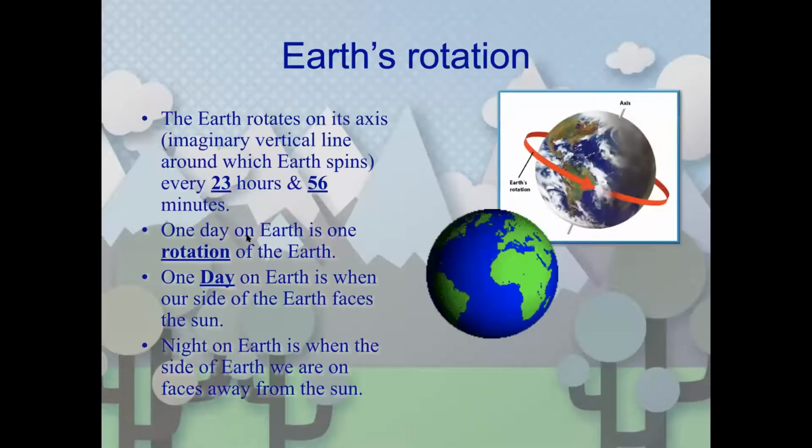Here we go. The Earth rotates on its axis, an imaginary vertical line around which the planet Earth spins every 23 hours and 56 minutes. That is equivalent to basically what we call one day, and that's the rotation of the Earth. One day on Earth is when our side of the Earth faces the sun. Night on Earth is when the side of the Earth we are on is facing away from the sun, okay?